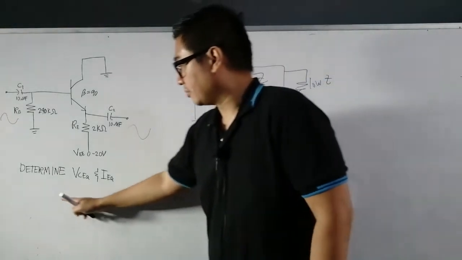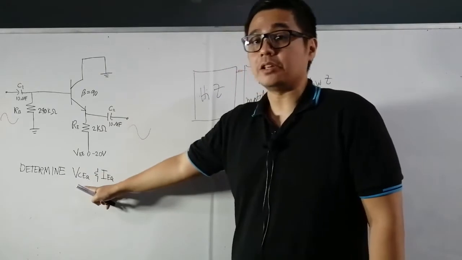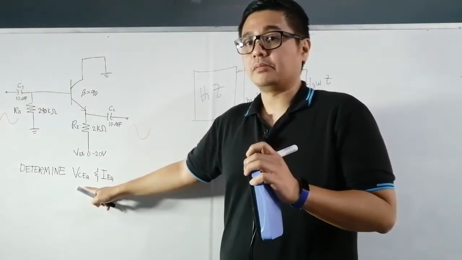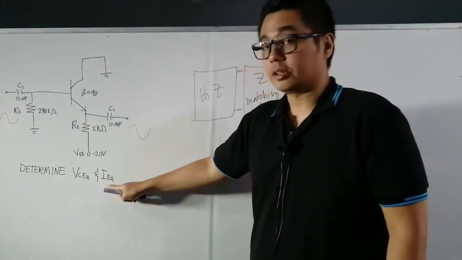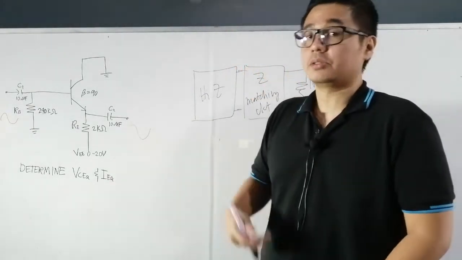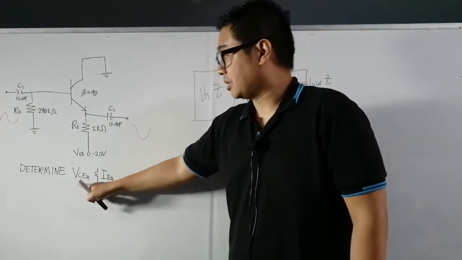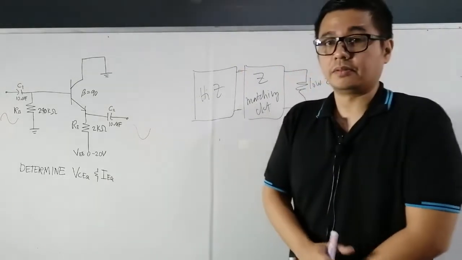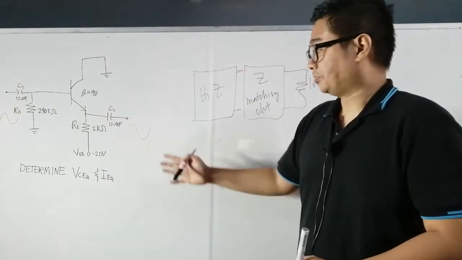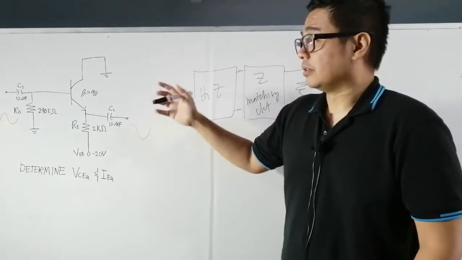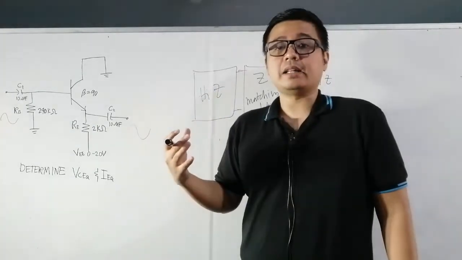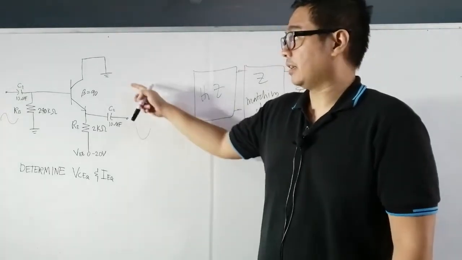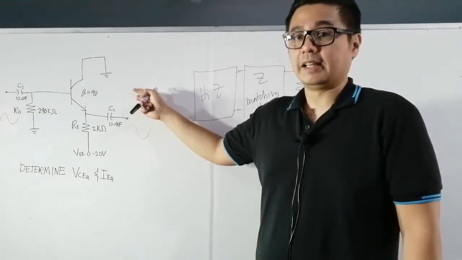In our example, we are asked to find V sub CEQ, which is the collector to emitter voltage at the Q point, and the emitter current, I sub E, because we all know V sub CE is the output voltage and I sub E is the output current for the common collector. Actually, the common emitter circuits we studied before can also be used as a common collector. But to be more specific, this is the circuit we will use.